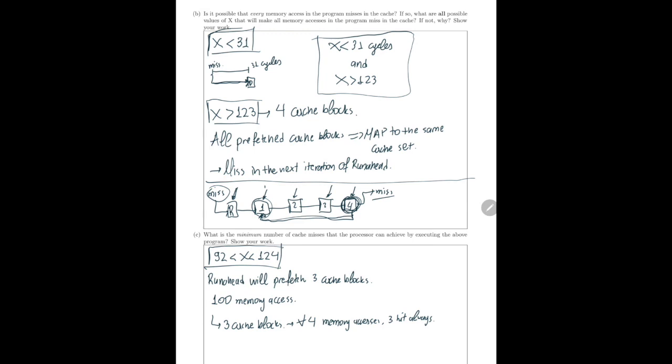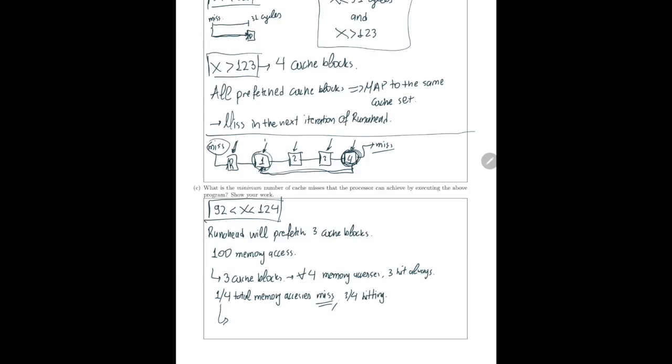So in this case, we have 1/4 of the total memory accesses missing, and 3/4 hitting. 1/4 is 25 cache misses, which is the answer to this question.